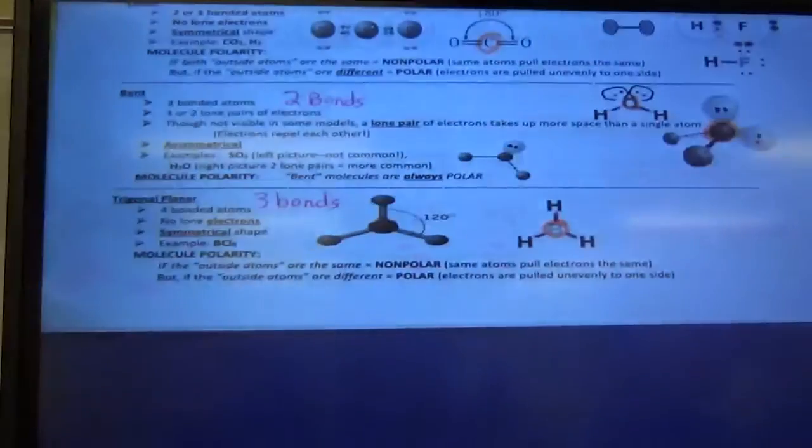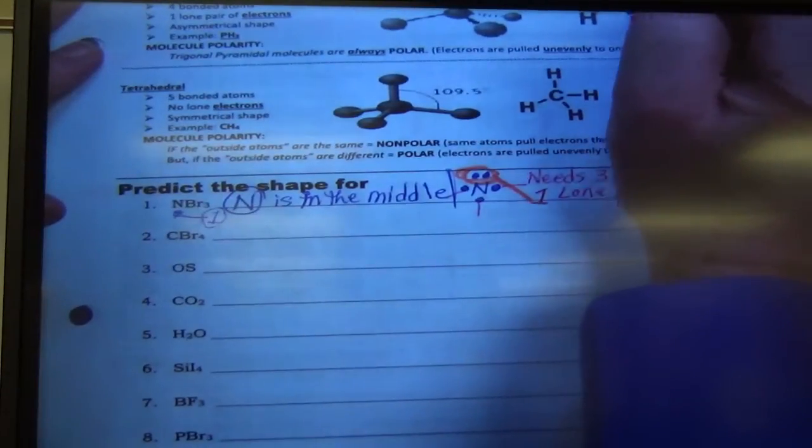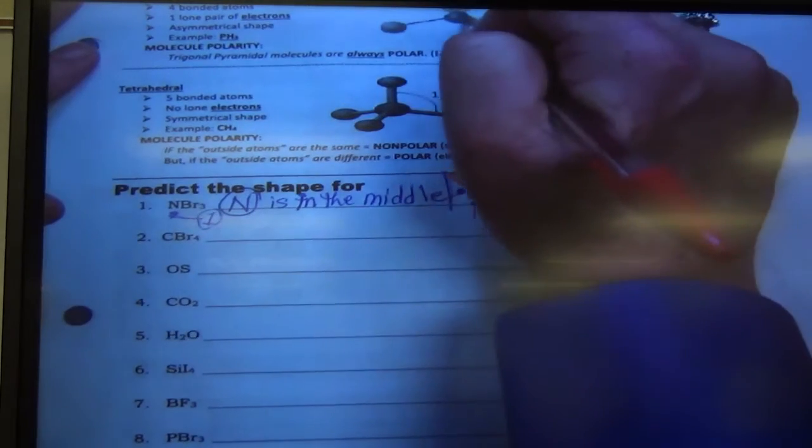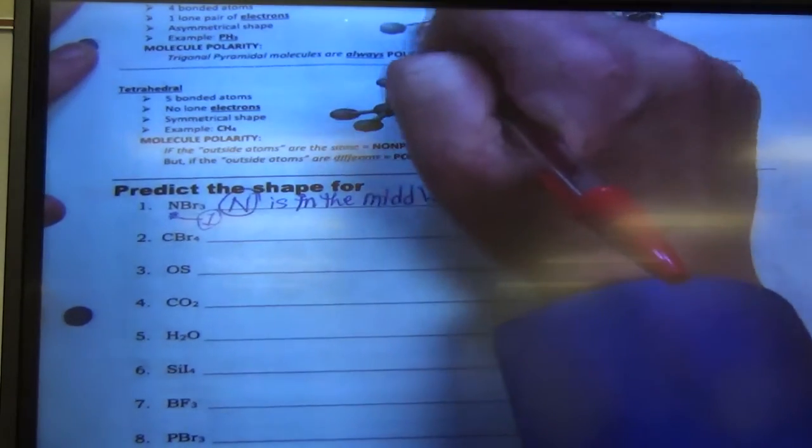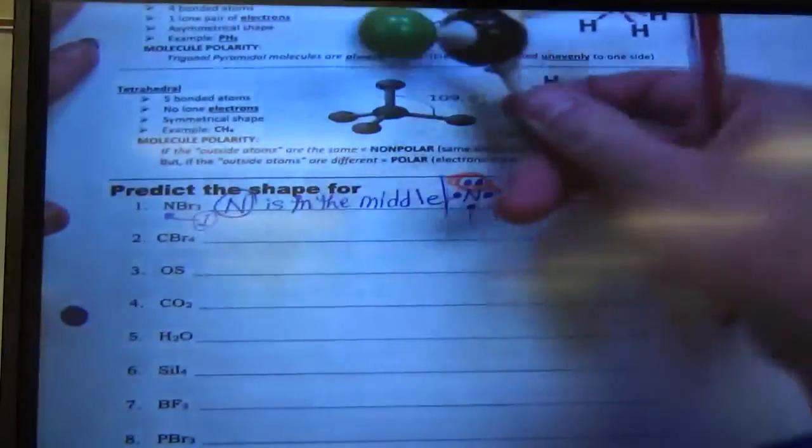Now let's look at this one. Trigonal planar. How many bonds do you see? 3. Yes, that one has 3 bonds. Oh, okay, so I better pull that one out. Here's my trigonal planar. I got it ready. Okay, I'm going to turn the page. How many bonds here? 3, yes. 1, 2, 3. So I better pull that one out. Trigonal pyramidal. I've got that one pulled out because it has 3 bonds.